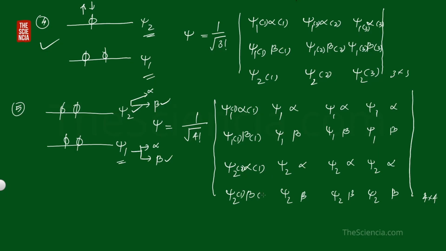right? And this will be the second particle, this will be the third particle. See, there are a total of 4 particles, right? And this will be the fourth particle. Okay. So this is the Slater determinant for this state.